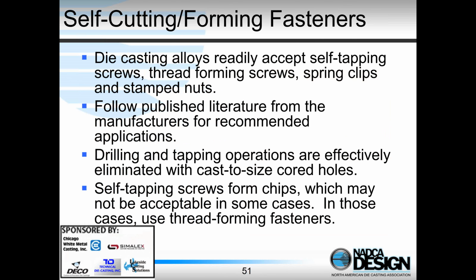Die casting alloys are going to readily accept self-tapping screws, thread-forming screws, spring clips, stamped nuts, things like that. Again, follow the published literature for the recommended applications. One important point to think about is that self-tapping screws are going to form chips. That may not be acceptable in some cases. In electronic applications, you don't want little bits of metal flying around inside, so maybe in those kinds of cases, thread-forming fasteners might be a better application.